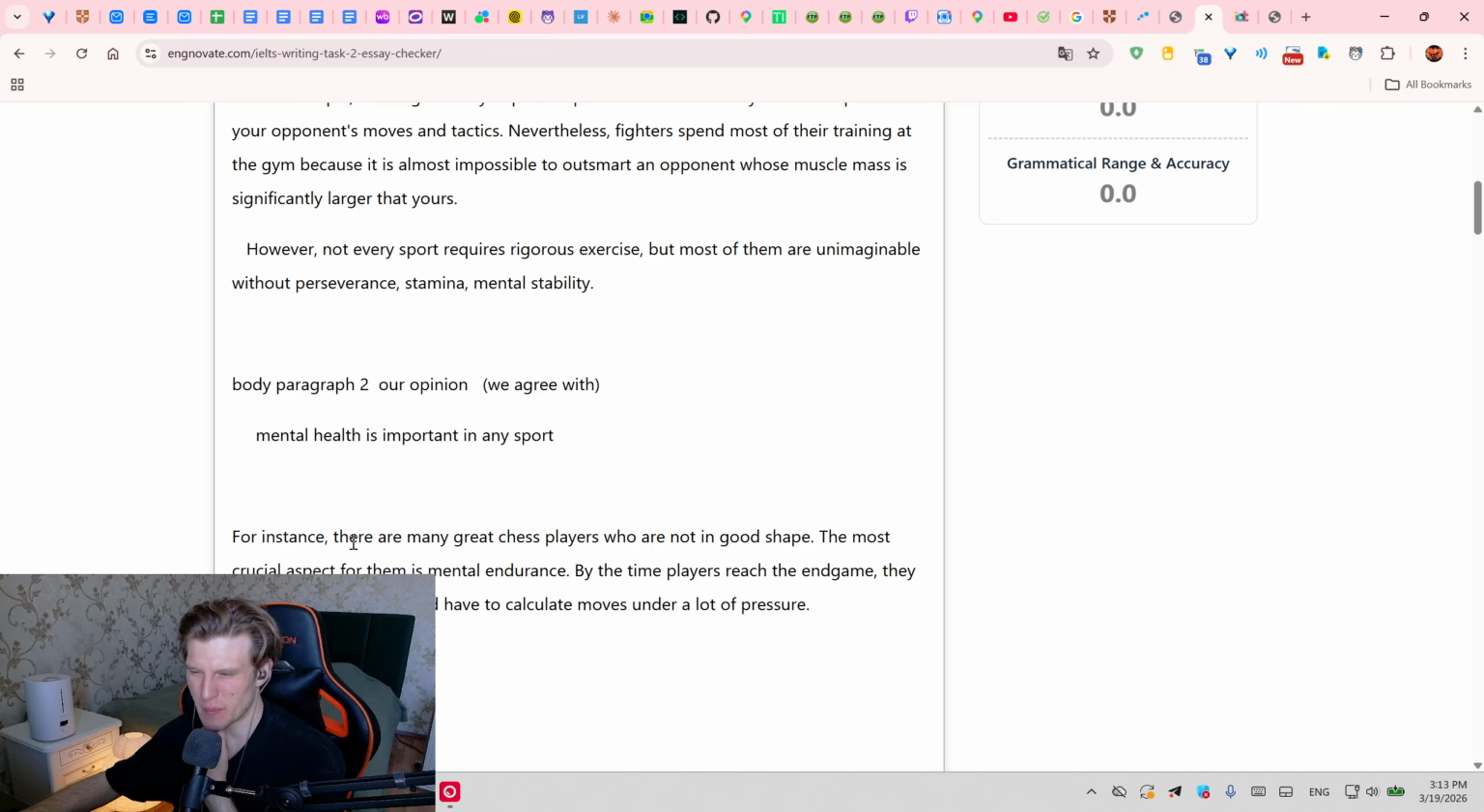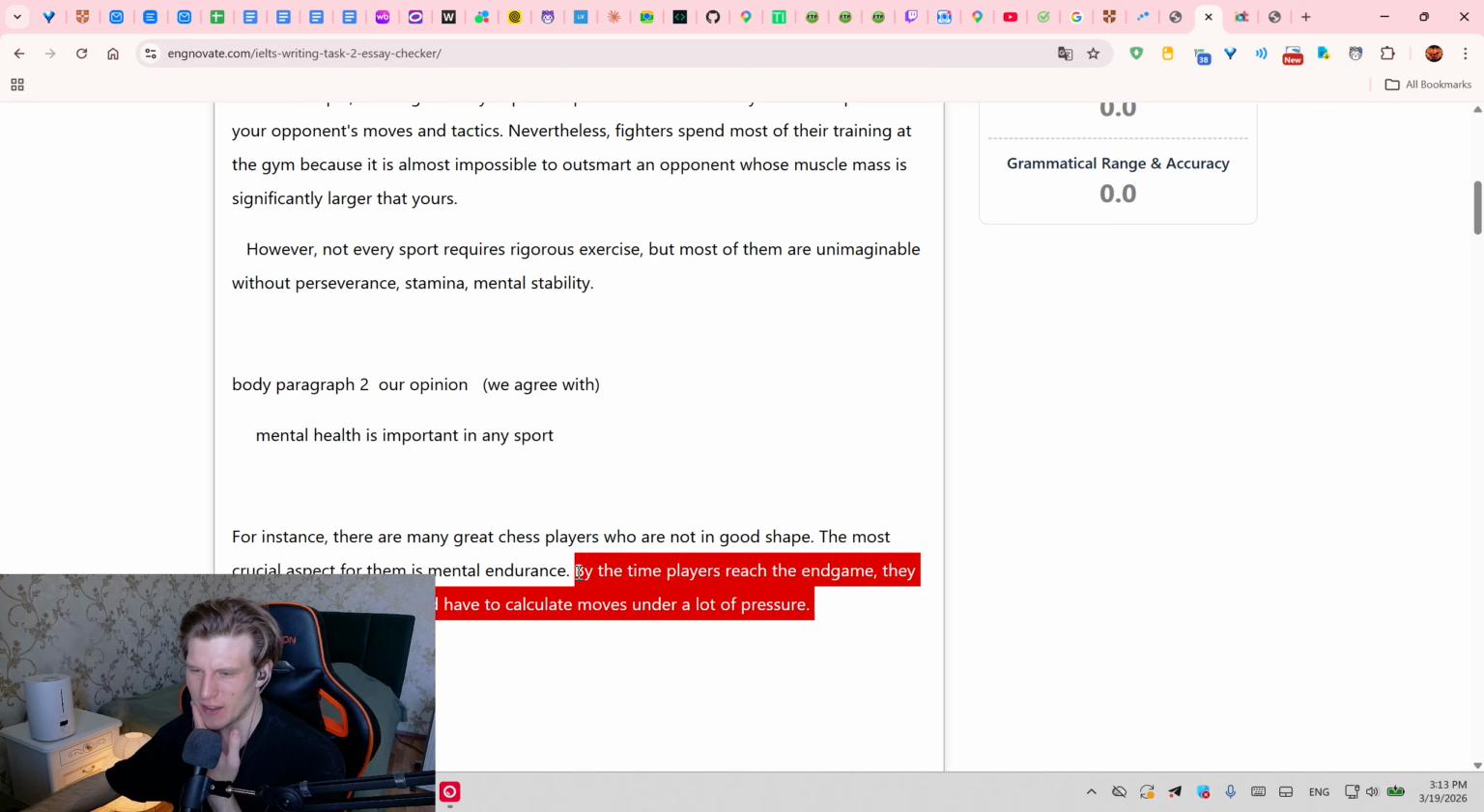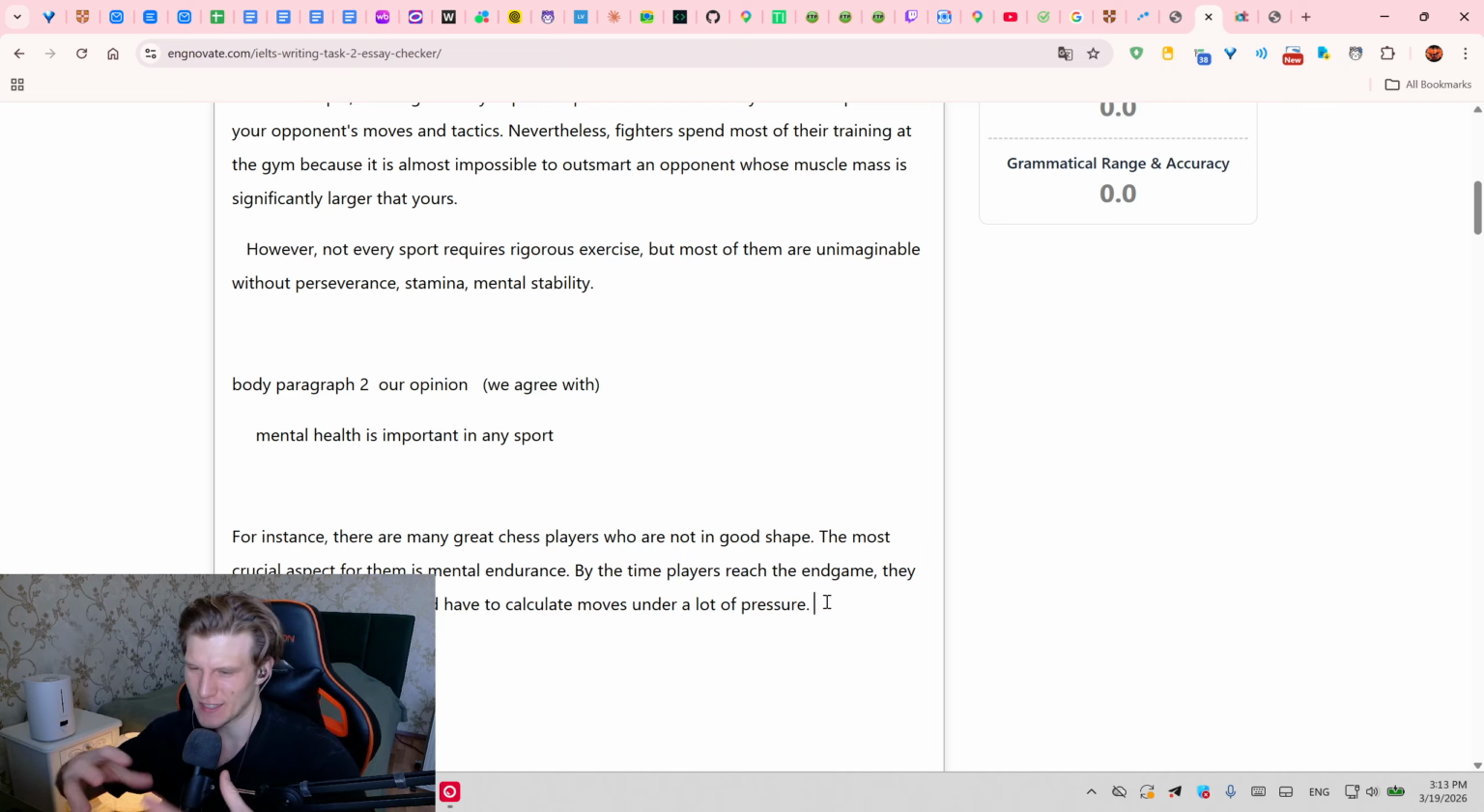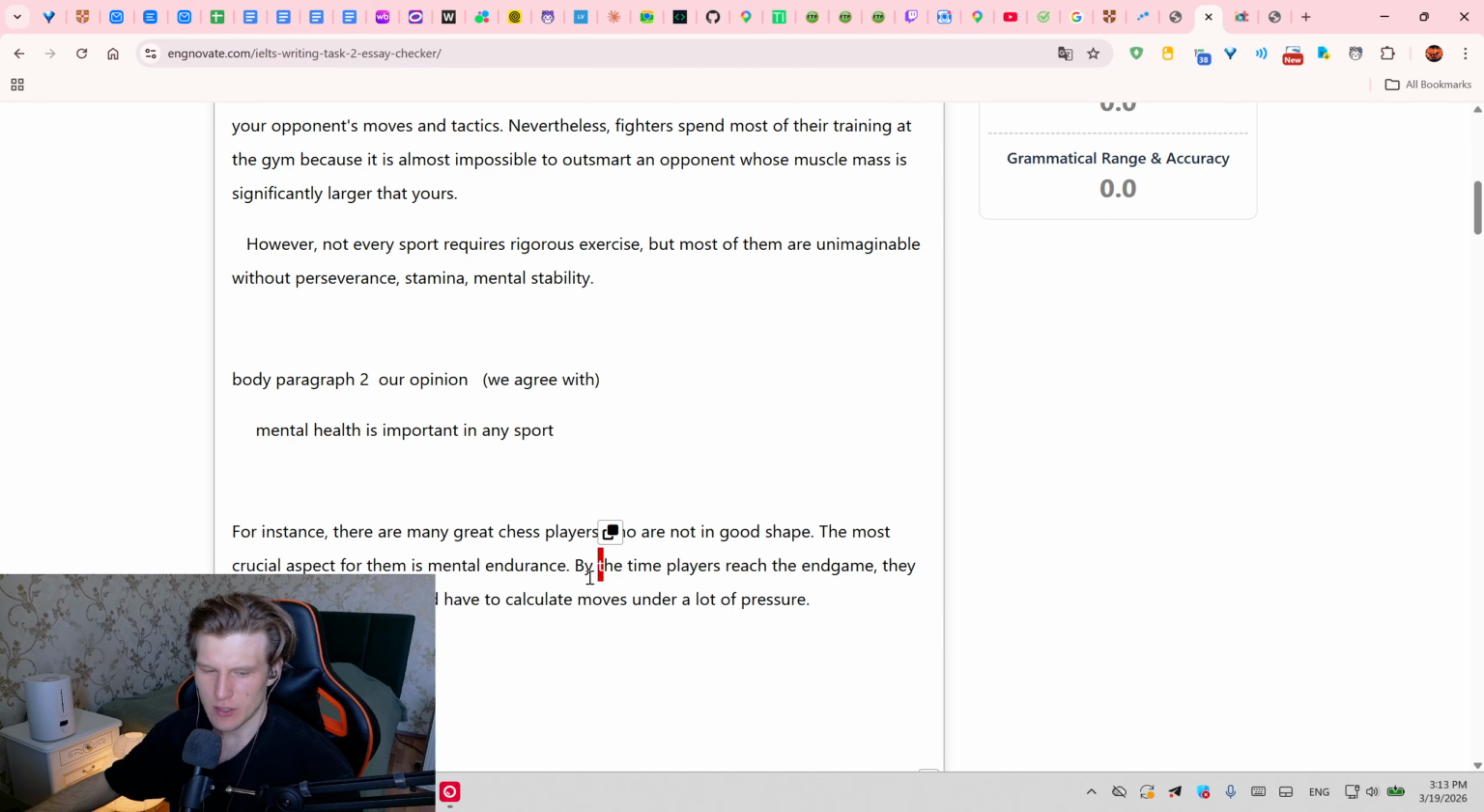Well, maybe I should think of one connector, because right now they seem like scattered sentences. They don't seem like there is a lot of cohesion going on between them. For them is mental endurance. Maybe "it", because when we reference the word from the previous sentence using pronouns like "it", that also counts as cohesion. The most crucial for them is endurance.